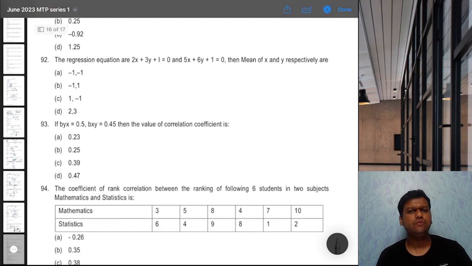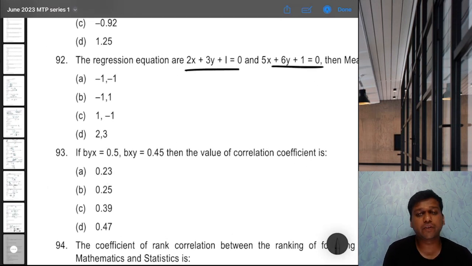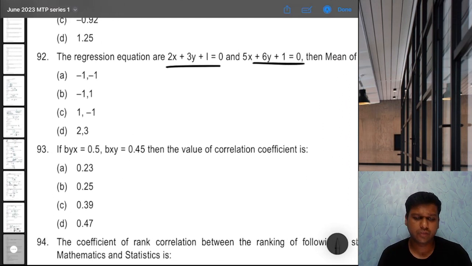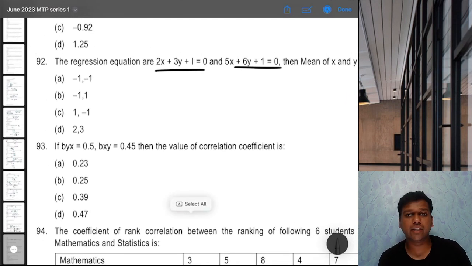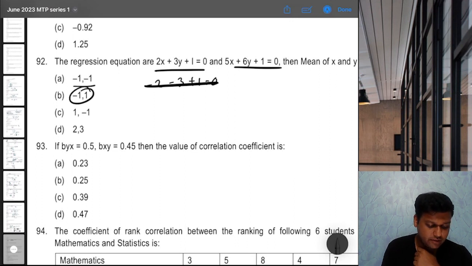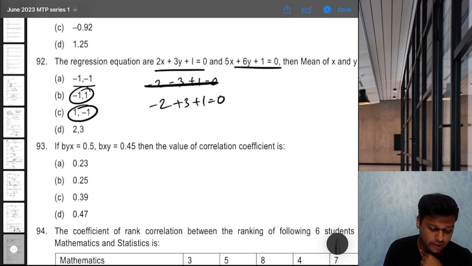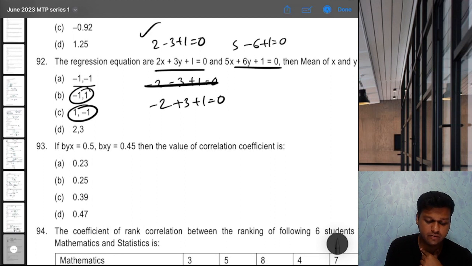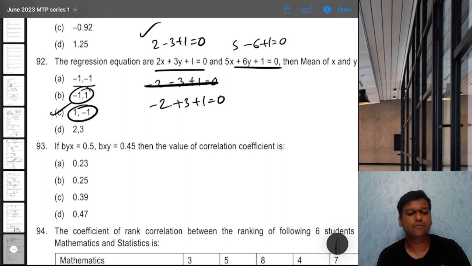Next, 92. Regression equations are this. What is the mean of x and y? Mean is nothing but the simultaneous equation solution of this, right? So you can just solve this, or you can put the values, anything is fine. If you put minus 1, that means minus 2 minus 3 plus 1 is 0, not correct. Minus 1 and 1, so minus 2 plus 3 plus 1 is not equal to 0, that is not correct. 1 and minus 1, so 2 minus 3 plus 1 is 0, that is correct. Then 5 minus 6 plus 1 is 0, correct. So C is the correct answer for 92.